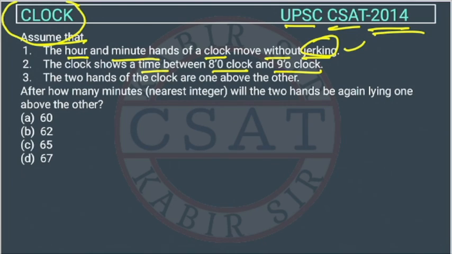ओके। Now third, the two hands of a clock are one above the other, right? So it means they coincide. यहाँ पे आपको याद रखना है, right?